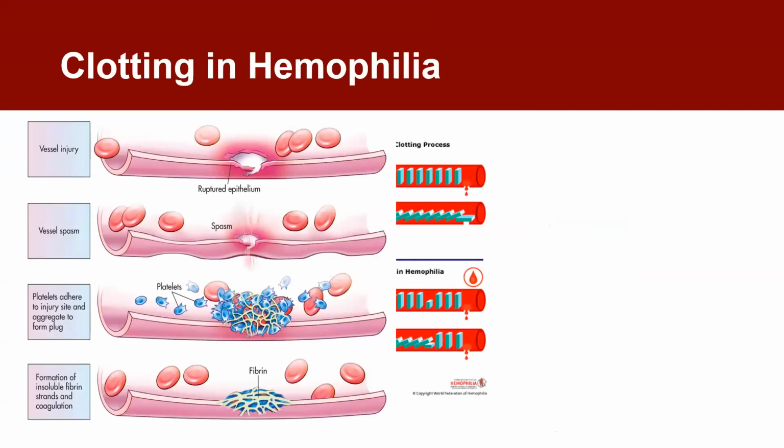So the clotting in hemophilia is distorted. What we normally see in the physiology is that when you have a vessel injury, there will be spasm of the blood vessels, and the platelets adhere at the injury site, aggregate and form a plug. But in hemophilia, there is a breakdown because of the deficiency of the clotting factor, let's say factor 9 or factor 8, so the bleeding persists instead of a plug forming. And that is how the bleeding comes along.